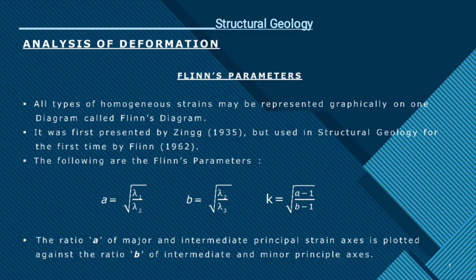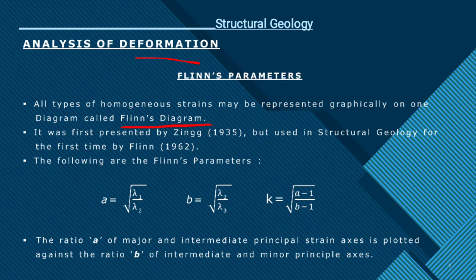So it's the analysis of deformation on the basis of Flinn's diagram, which is also a Flinn parameter. All types of homogeneous strain can be represented graphically on one diagram known as Flinn's diagram. This is known as Flinn's diagram, and it's very useful for determining strain of a particular place.